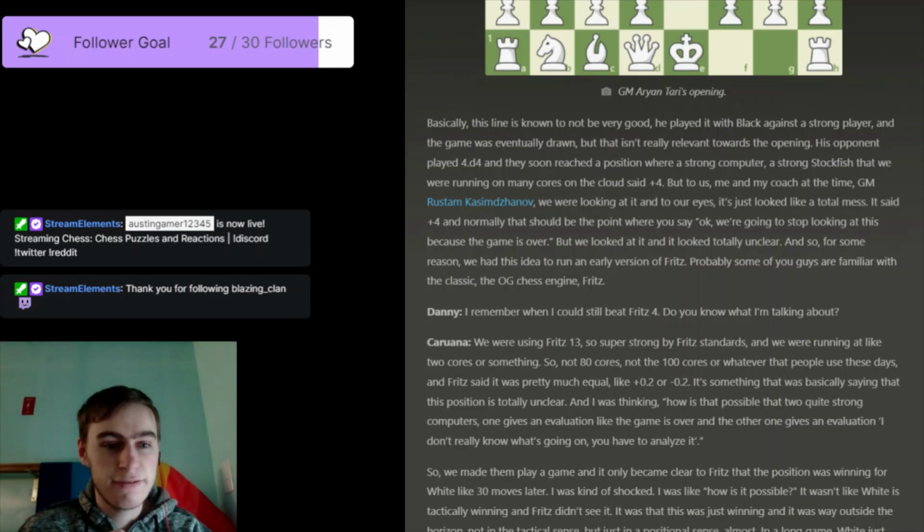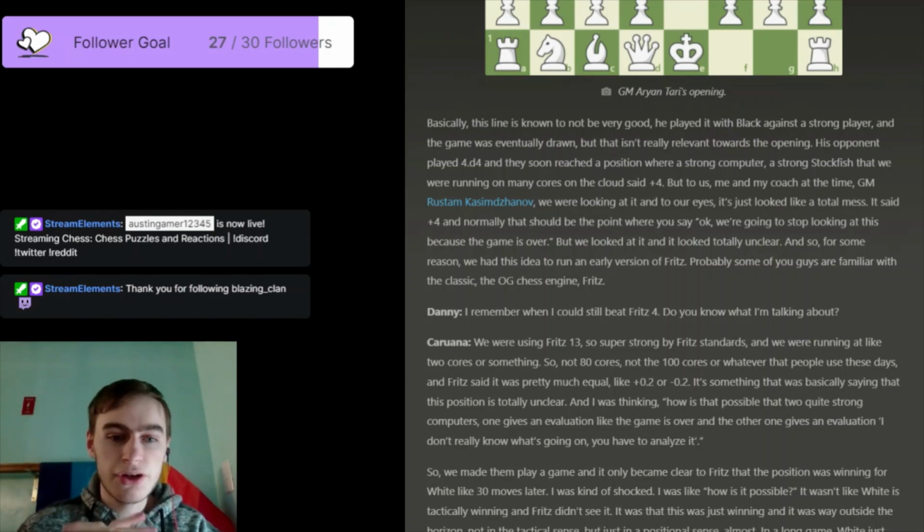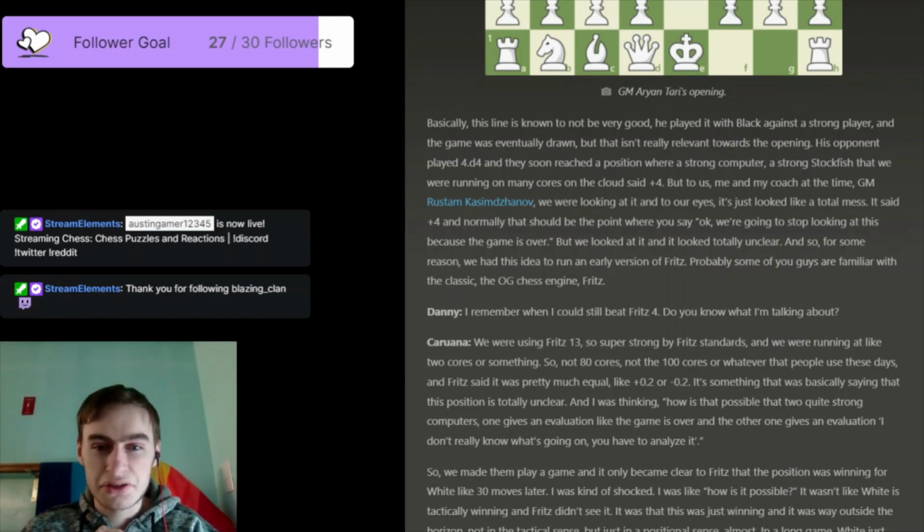His opponent played 4d4, and they soon reached a position where a strong computer, a strong Stockfish that we were running on many cores on the cloud, said +4. But us, me and my coach at the time, another GM, I'm not going to attempt to pronounce the name, we were looking at it, and to our eyes, it just looked like a total mess. +4 normally should be the point where you say, okay, we're going to stop looking at this because the game is over. But we looked at it and it looked totally unclear.